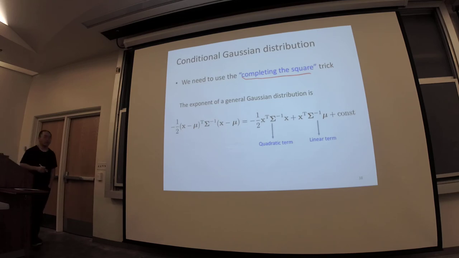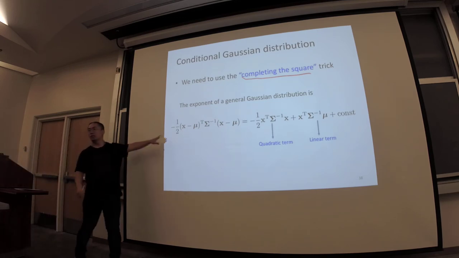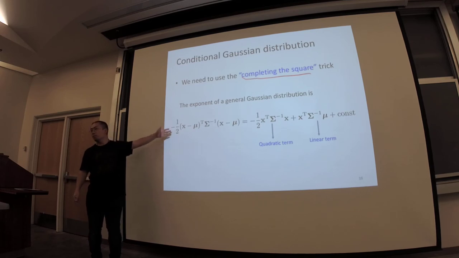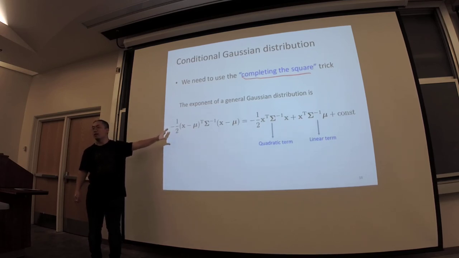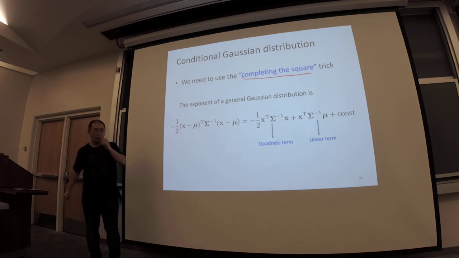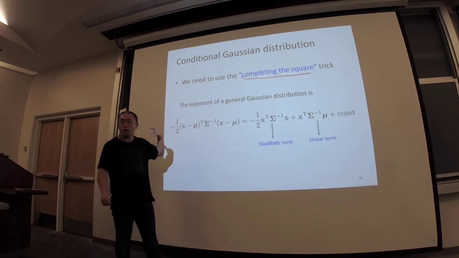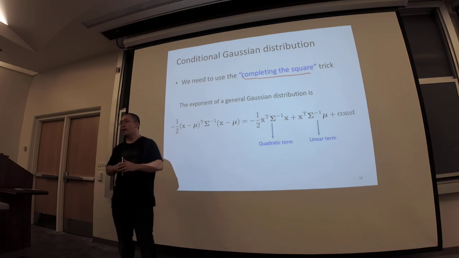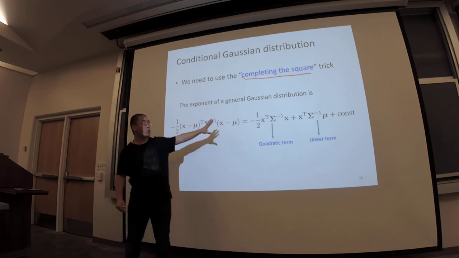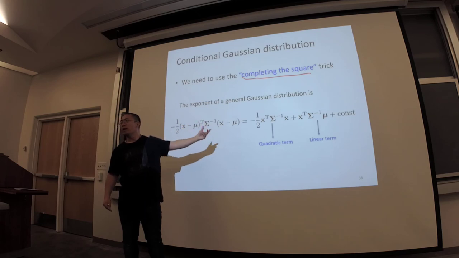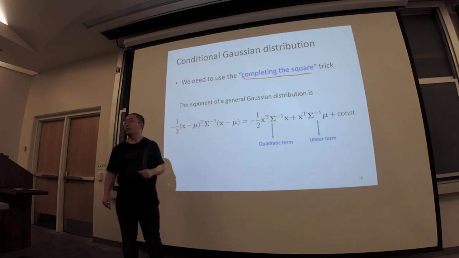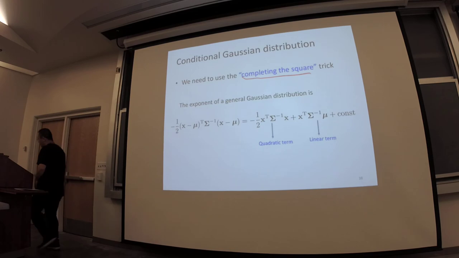Why do I emphasize this point? Because you will heavily use this trick in probabilistic inference. In many cases, like when posterior inference is too difficult to compute, we need to approximate the true posterior with some known and well-behaved distribution such as Gaussian distribution. And how do we find the best Gaussian distribution to approximate the true posterior? We often need to use this completing square trick to find the best mu and sigma. That's why I emphasize it here.